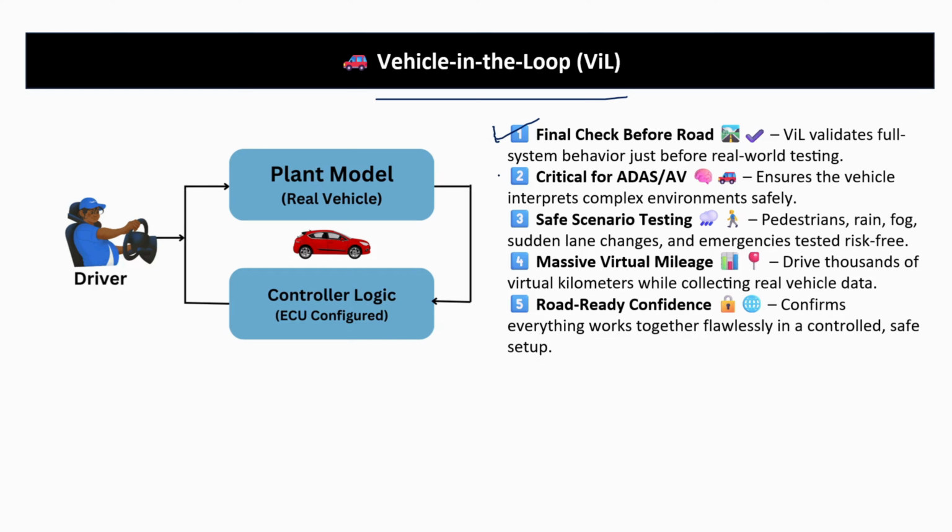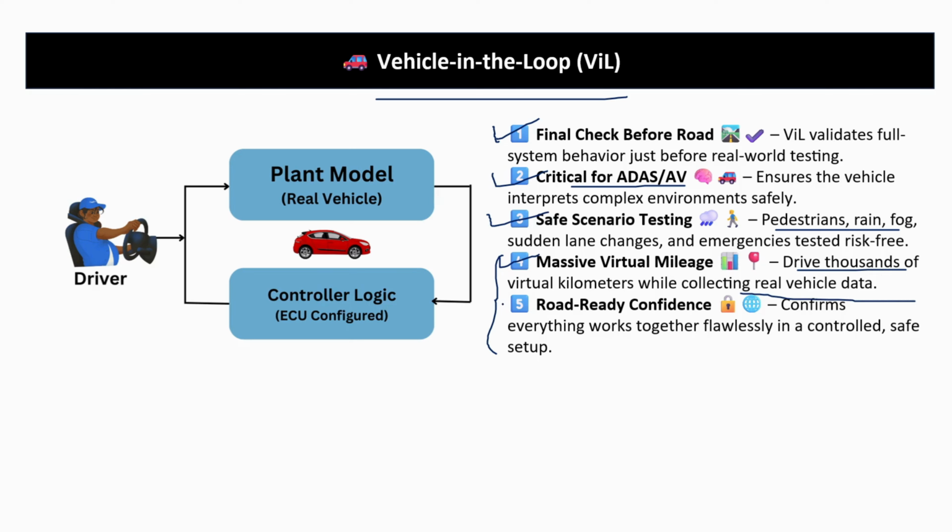It's especially critical for ADAS and autonomous vehicles, where the system must interpret complex environments and make safety critical decisions. With ViL, engineers can test pedestrians crossing under rain or fog, sudden lane changes, stop and go traffic, emergency braking, or evasive maneuvers, all without risking real lives or damaging cars. In essence, ViL lets you drive thousands of virtual kilometers safely in a lab while still collecting data as if the car was really on the road.